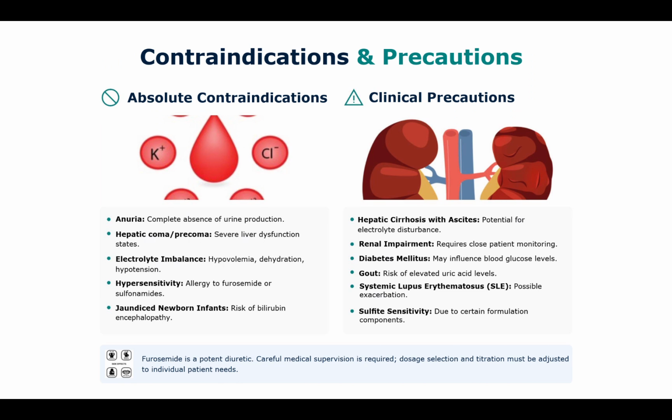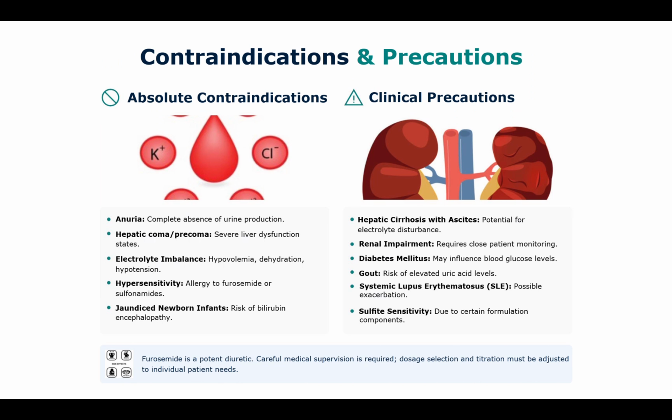Hepatic coma or pre-coma. The rapid fluid and electrolyte shift induced by furosemide can precipitate or worsen hepatic encephalopathy in these vulnerable patients. Known or suspected electrolyte imbalance, hypovolemia, dehydration, or hypotension. These conditions must be corrected before furosemide therapy is initiated, as the drug can severely exacerbate them. Hypersensitivity: patients with known allergy to furosemide or sulfonamide-derived drugs should not receive it due to potential cross reactivity.